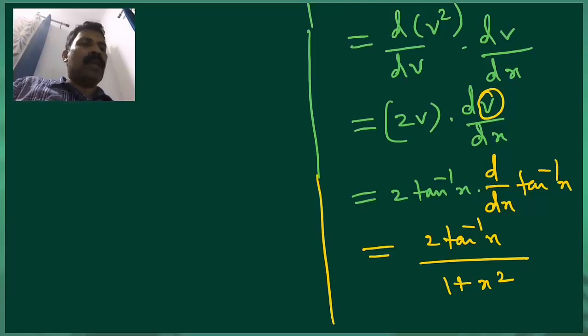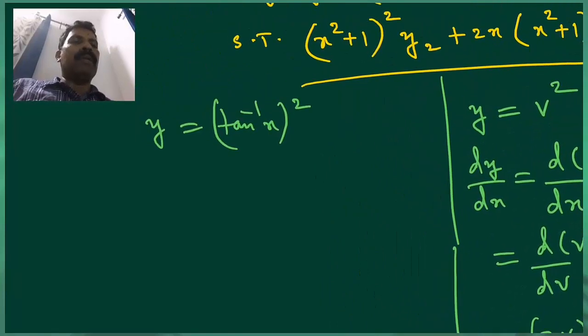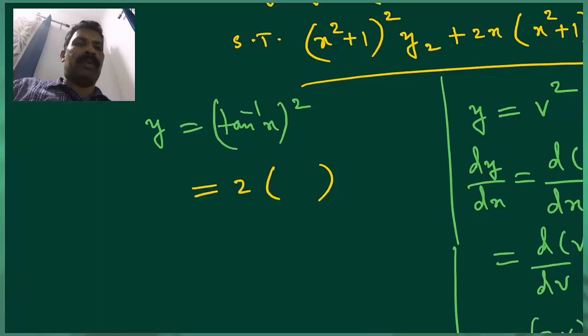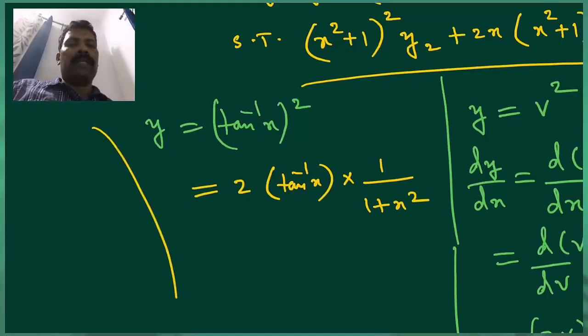So you have like this: 2 tan inverse x by 1 plus x square. But you can have an easy way, the power formula, that is something square. So you can write 2 into that something, then power minus 1, that is 2 minus 1, that is 1 only. So 2 tan inverse x you can write, then into the tan inverse x derivative, that is 1 by 1 plus x square. Isn't it simple?